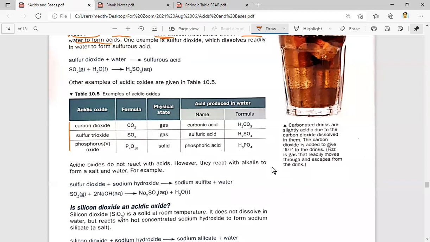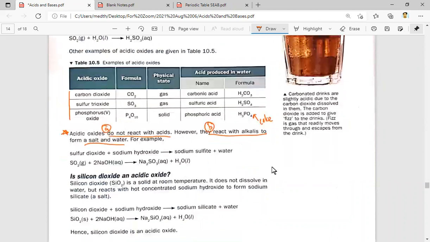Phosphorus(V) oxide, P4O10, is a solid. You dissolve it in water, you get phosphoric acid. This can be found in Coke, or Coca-Cola. Now, obviously because they are acidic oxides, they will react with alkalis to form salt and water. However, do take note, they do not react with acids. So take note, first thing, acidic oxides do not react with acids, but they will react with alkalis to form salt and water.